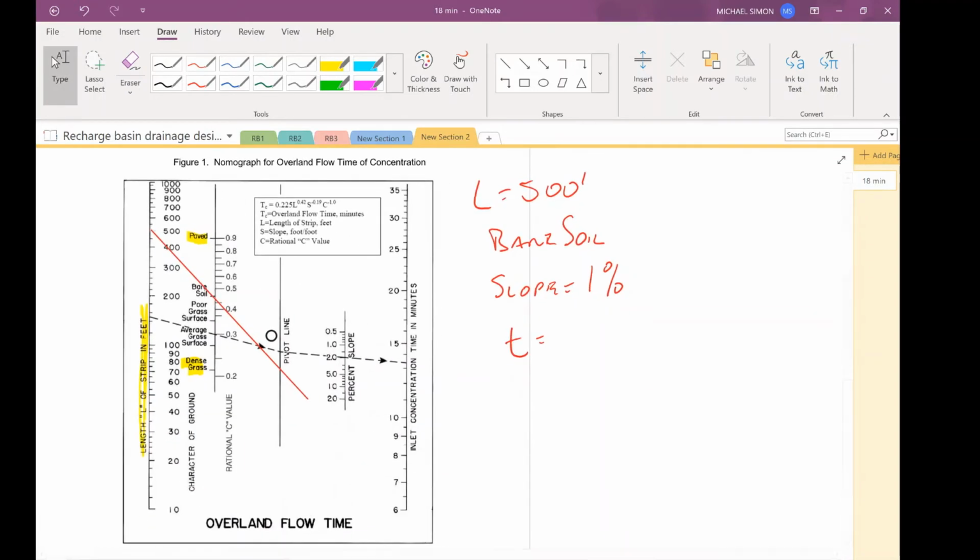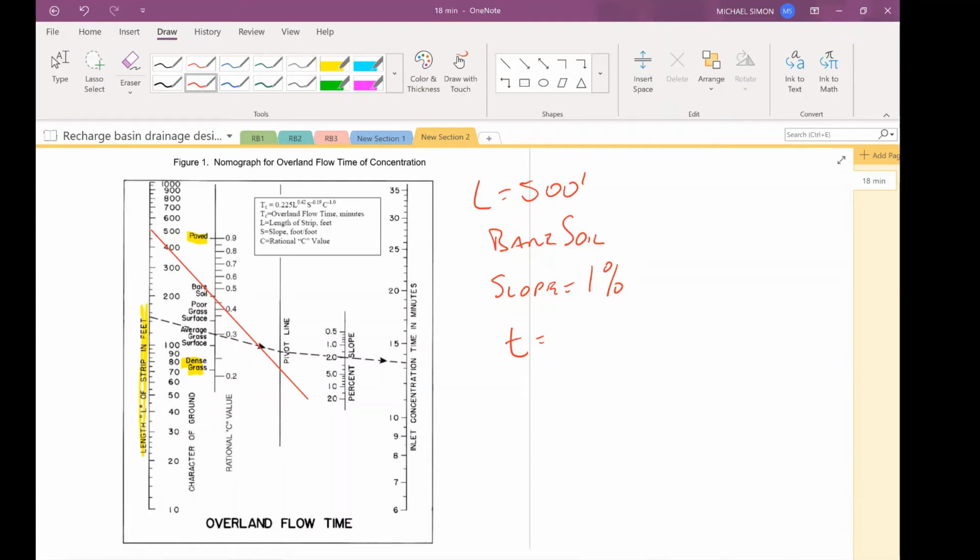You'll notice that it goes from the 500 feet through the bare soil line, and that gives us a pivot point. These numbers on the backside are based on rational C values, where bare soil has a rough estimate of a C value of between 0.4 and 0.5. We could do it by that method as well, but to be honest with you, 99% of the time you're working with the left side of that column.